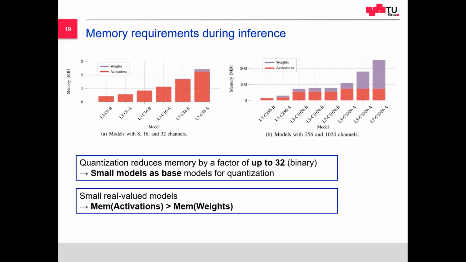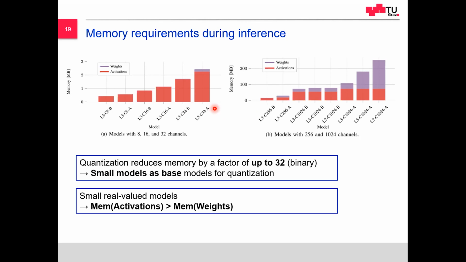On the left side, we have models with a small number of channels, and on the right side, we have models with a large number of channels. Also note the different scale of the axis here and here. We can see that models with a small number of channels are much smaller than models with a large number of channels, which isn't really surprising. But what is interesting is that these very small models on the left side require almost all the memory for storing the activations and not for the weights.